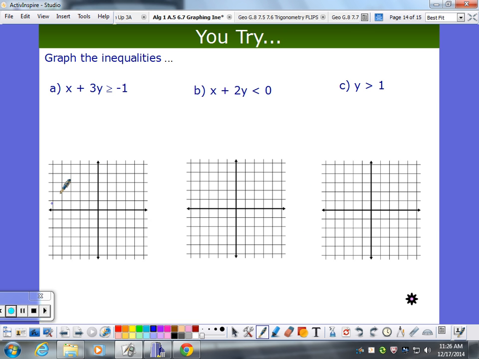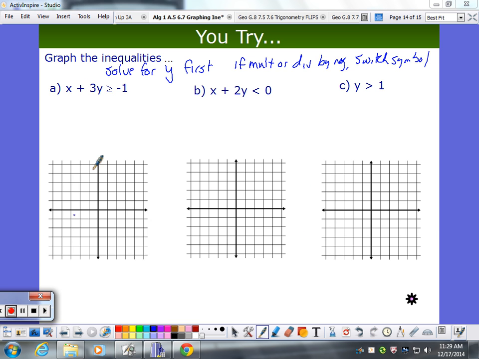I want you to try some of this graphing. So this one was a little tricky because it's more than nice integers. So you subtract that x using the subtraction property of inequality. And then we divide by 3 using the division property of inequality. Because this is a positive number, I leave my sign the same. And so what is that? That's negative 1/3 x minus 1/3? Okay, so it's a little tricky. Your slope is negative 1/3 and so is your y-intercept.